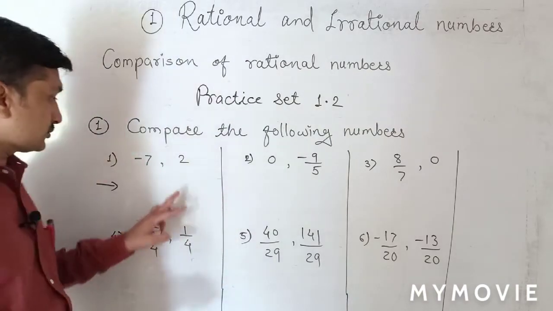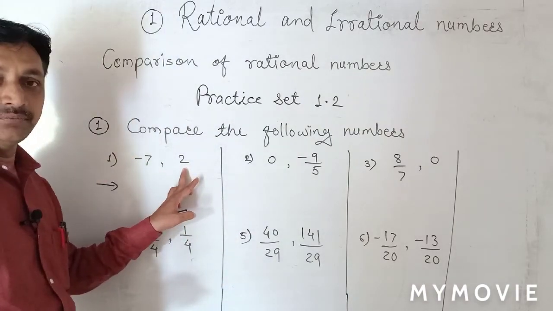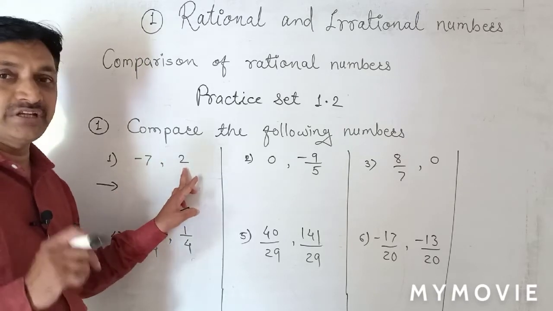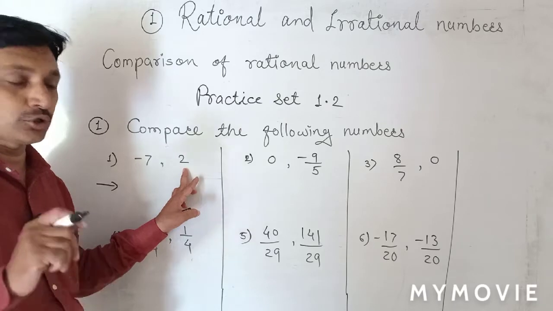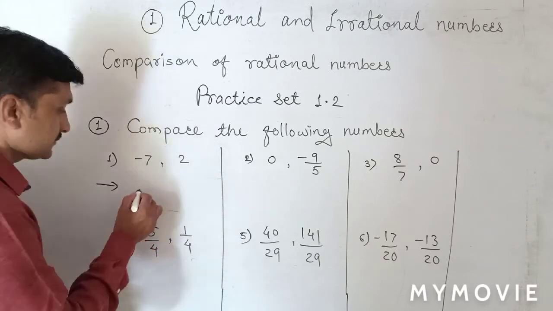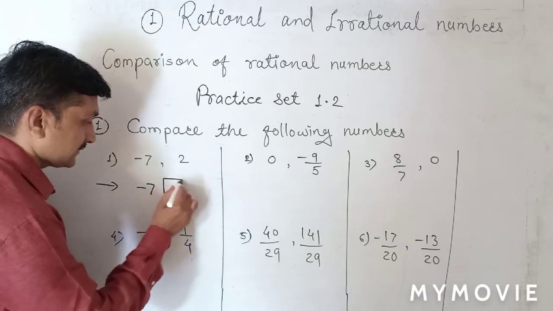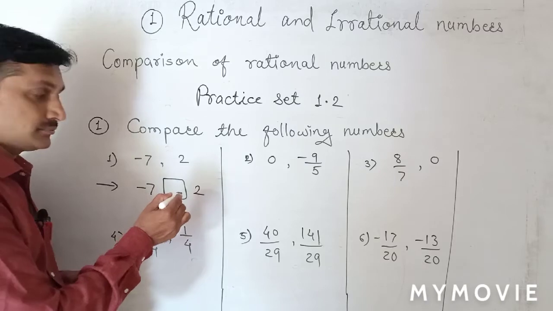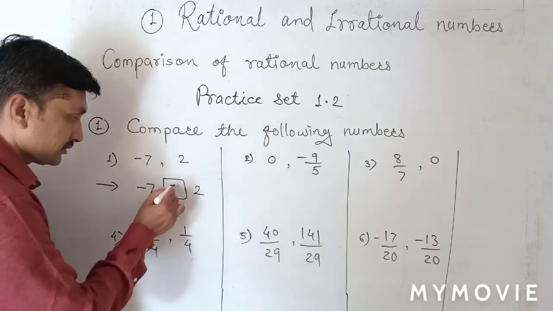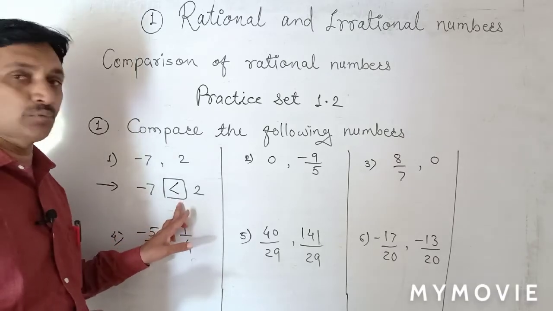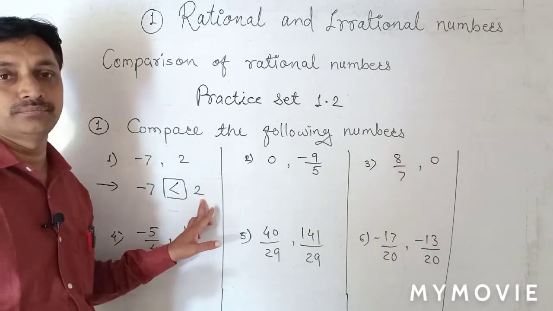By this condition, here 2 is positive, -7 is negative, and we know that every positive number is greater or bigger than a negative number. That's why we can compare directly here this pair as which number is bigger or greater? 2 is greater because that is on the right side on the number line. That's why here comparison is -7 is smaller than +2.